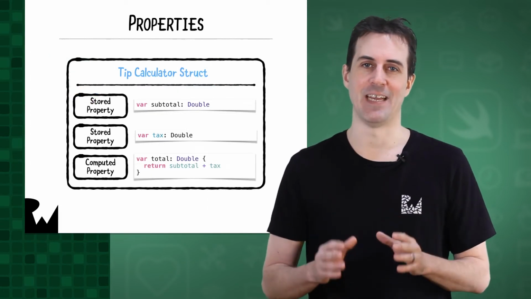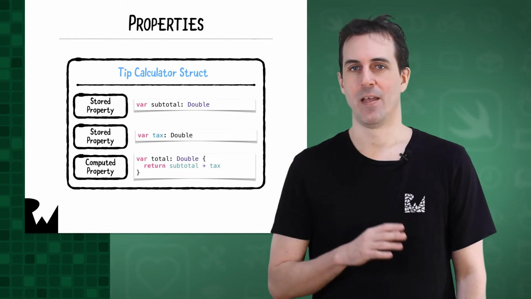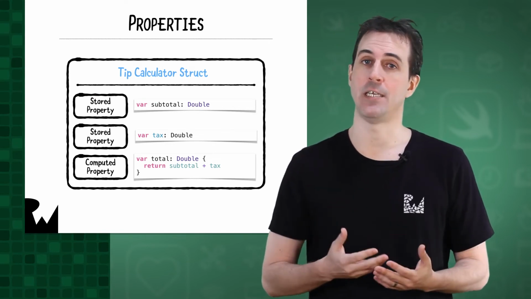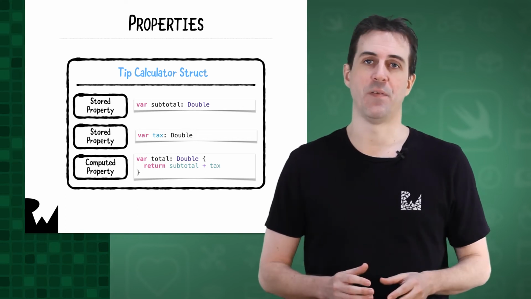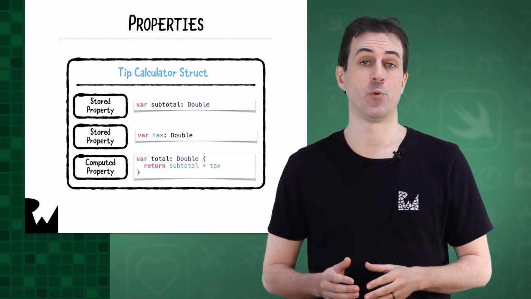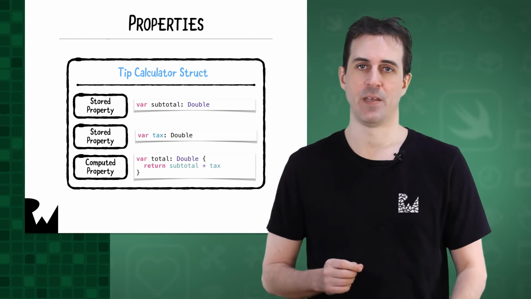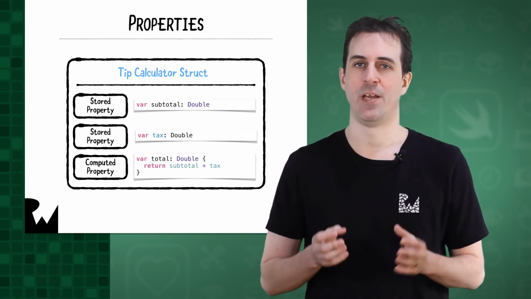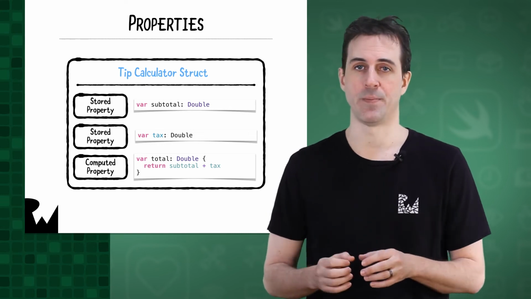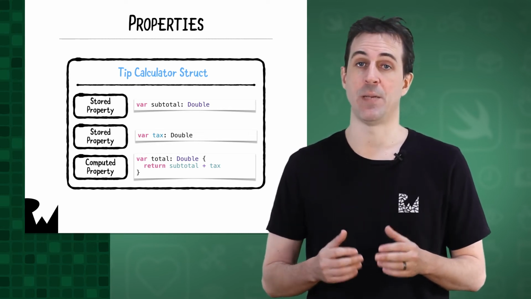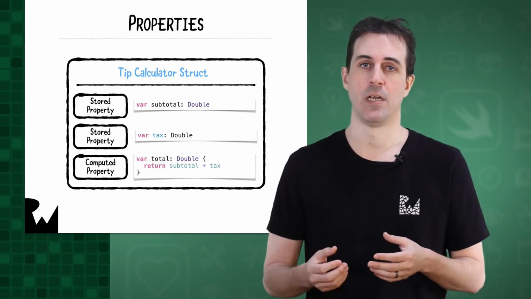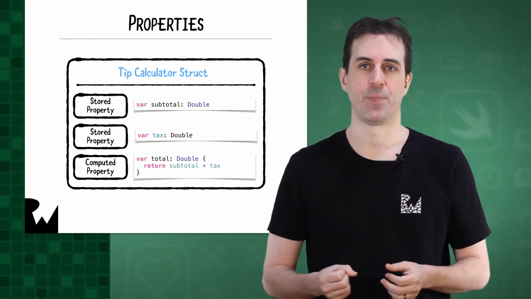Finally, let's talk about data and properties. Throughout this video, I've been using the term data to refer to information an instance needs to do its job. In Swift, the way you store data on an instance is through something called a property. And there are two main types of properties provided by Swift. First, there are stored properties. This is when you want the instance to simply store a piece of data for you, like the subtotal of a bill, or the tax that you need to pay.